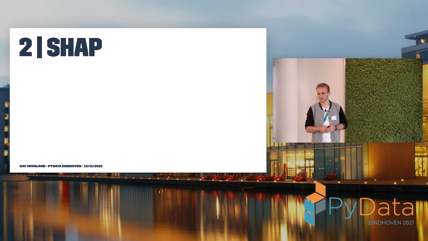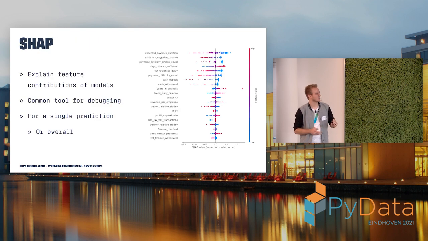A second one is, of course, Shop. Who's familiar with Shop? And who uses it in production as well? Who shows it to their stakeholders? A few? Okay, that's good. Quick introduction to Shop. It explains feature contributions of models. So you can explain how important a feature is. You can get this from that. But also, what is the relationship?